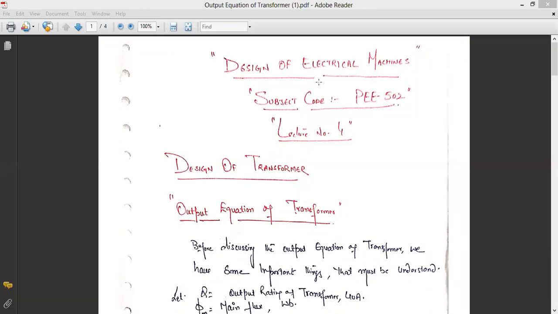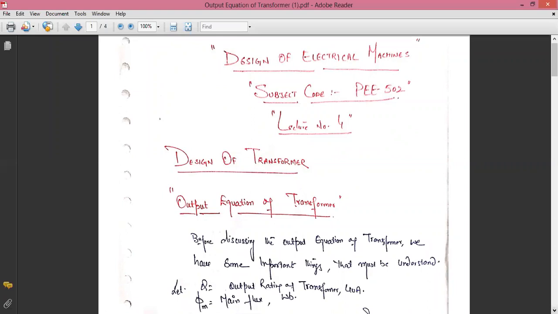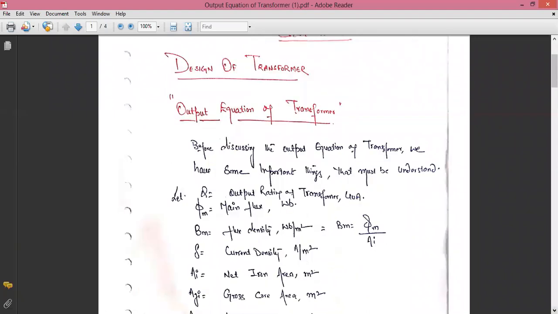Before discussing the output equation of a transformer, there are certain important nomenclatures that we frequently use in case of our transformer. Number one is Q, which is called the output rating of the transformer, and it is in kVA. Phi m is called the main flux. Bm is called the flux density, and the flux density is flux per unit area, where the flux is phi m and the area is Ai.